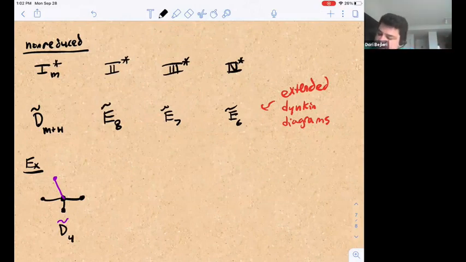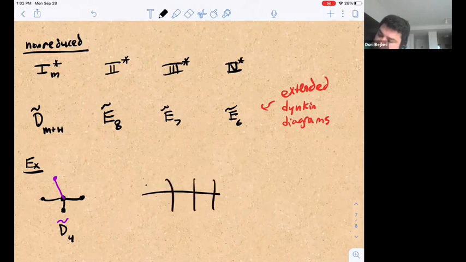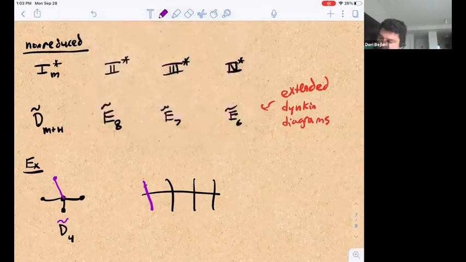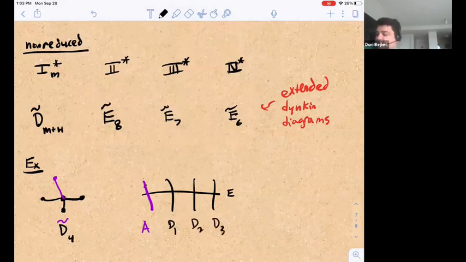So in this case, we're going to have 5 components. There's going to be 1 component that intersects each of the other ones. And let me keep this distinguished component in purple. And let's label them. So we'll have this purple component that I'll call A. And then we'll have this component in the middle I'll call E. And then we'll have these other components, D1, D2, D3. All of these are P1s with self-intersection -2.